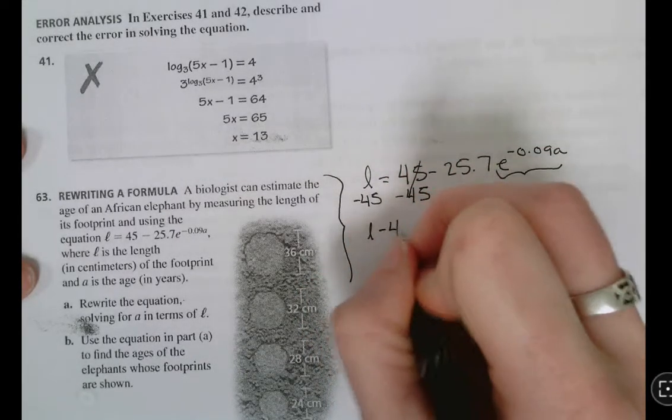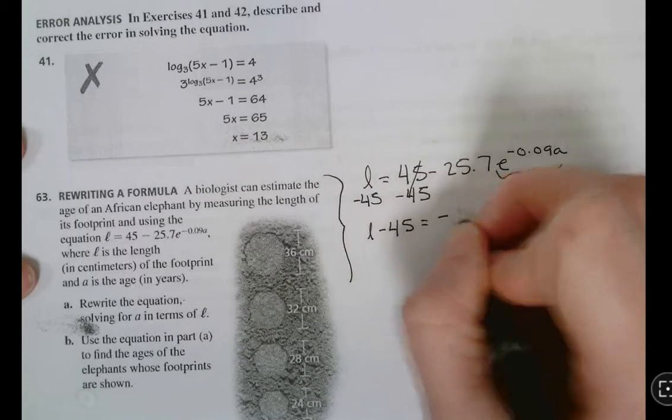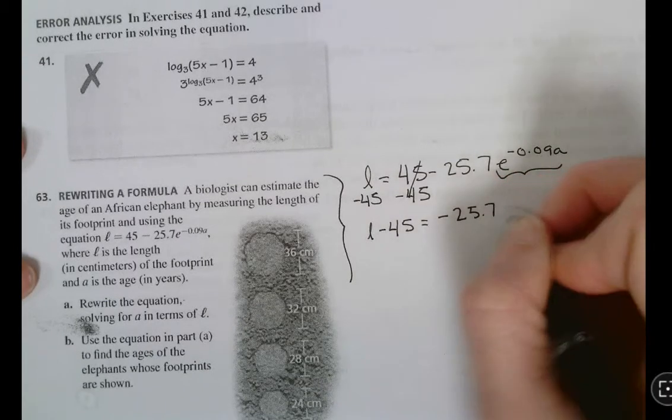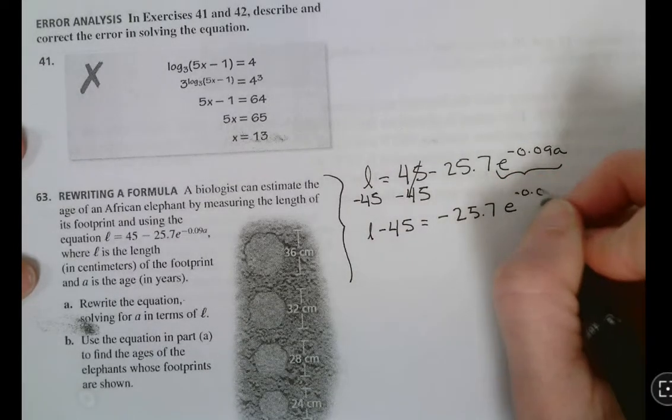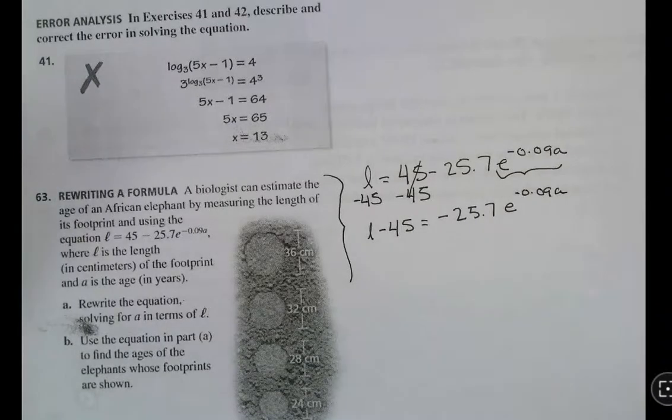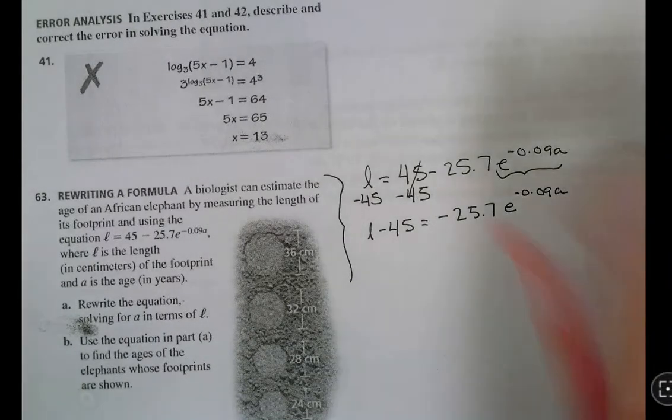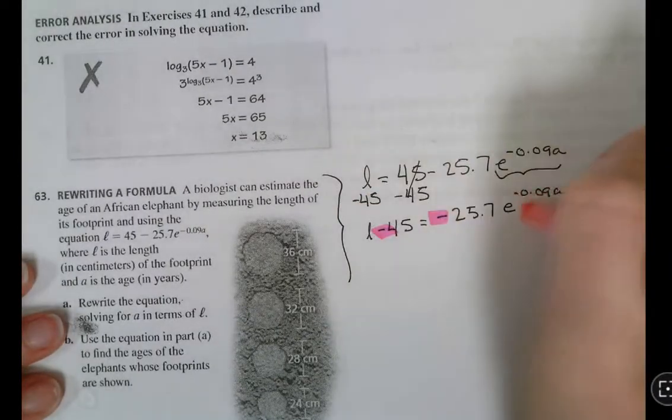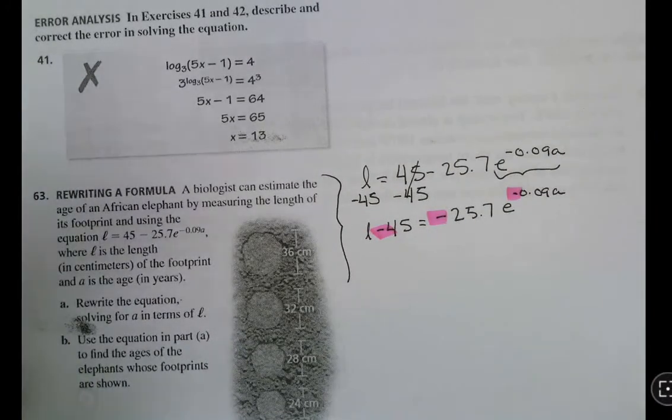L minus 45 is equal to negative 25.7 e to the negative 0.09a. Now, our equation has a lot of negatives in it. Be careful. Looking at this, I have a minus sign here, negative up here. Be really careful. You have a lot of negatives.